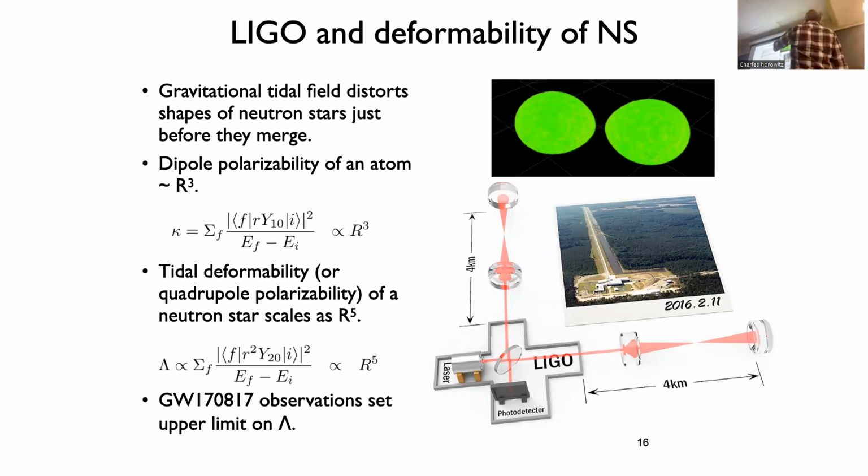You tidally distort, so the gravitational field of one neutron star is deforming this guy. One way to think about it, you start in the spherical ground state. We have a quadrupole operator to a deformed excited state. That matrix element squared goes like R squared squared. So this goes like the size of a neutron star to the fourth power.